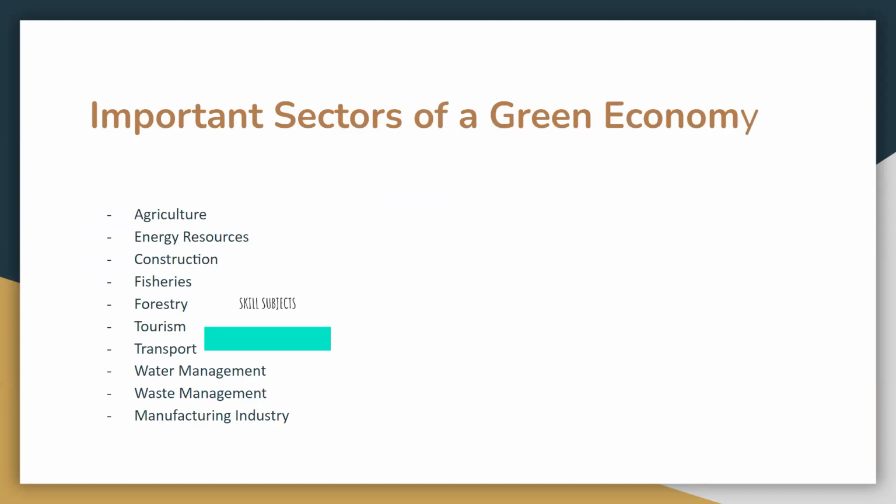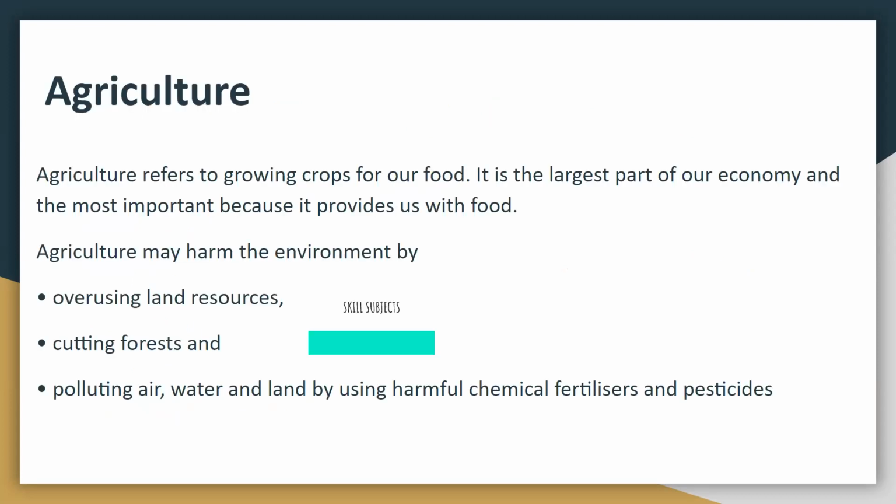Now, there are various sectors we discussed. I did mention the names of these sectors. There are a few more. So they are agriculture, energy resources, construction, fisheries, forestry, tourism, transport, water management, waste management, manufacturing industry. Let us go through each one of these sectors and try to understand what they can do, or what can be done in this particular sector to improvise it.